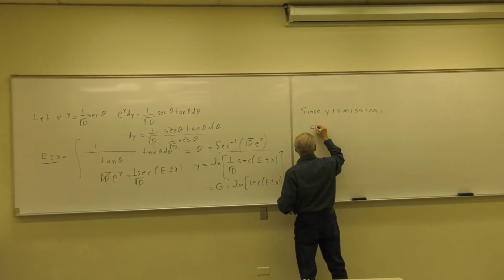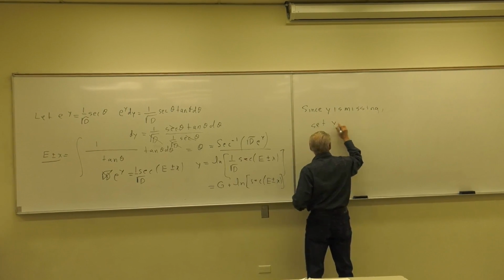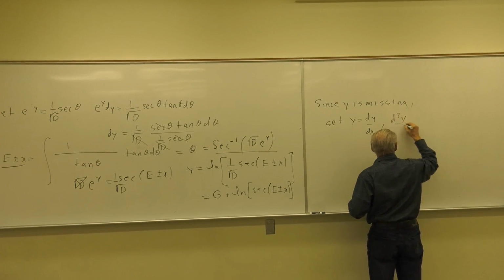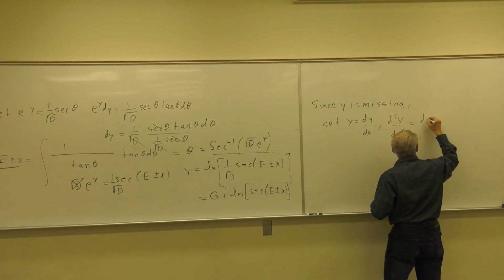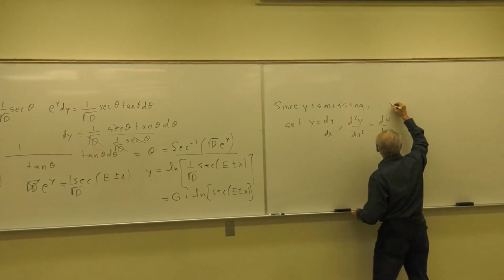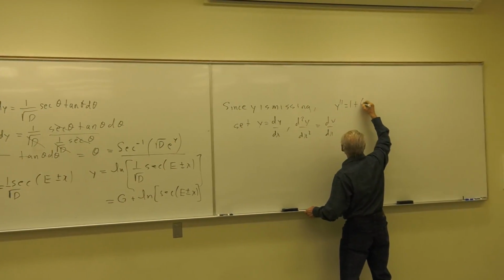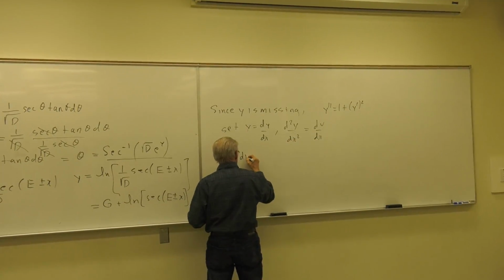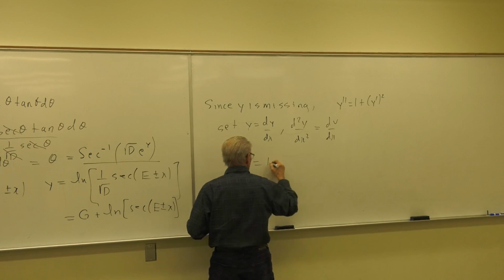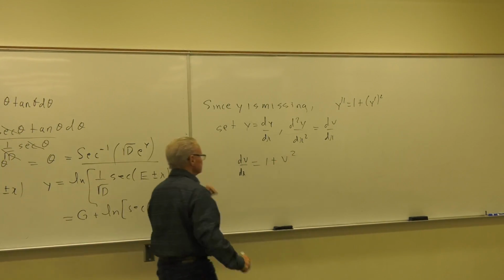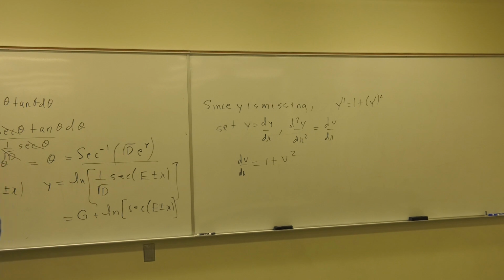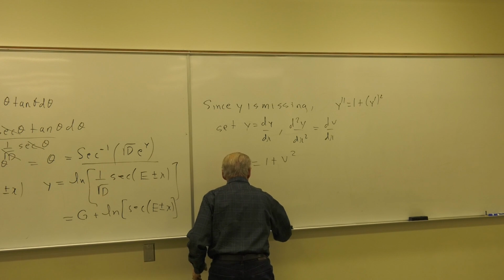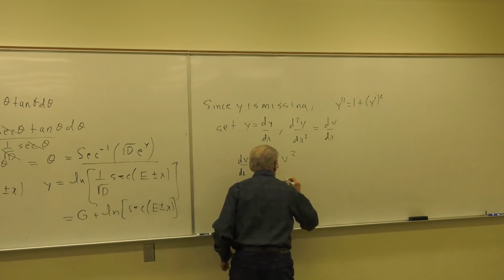We'll set v equal to dy dx, and d squared y dx squared equal to dv dx. Remember the differential equation was y double prime, 1 plus y prime squared. So if we do that, then we'll have dv dx is equal to 1 plus v squared. We'll separate it. 1 over 1 plus v squared dv is equal to dx.